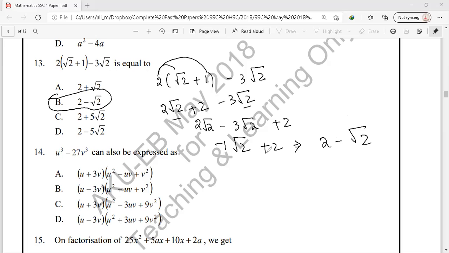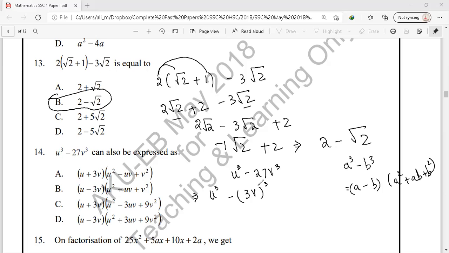14. And in question number 14, we have an expression, cubic expression u cube minus 27v cube. We have to give this expression into factorized form. तो उसकी complete cubing apply कर देते हैं. So this would become u cube minus (3v) cube. So if we can recall the formula of a cube minus b cube, this is equals to (a minus b)(a square plus ab plus b square).